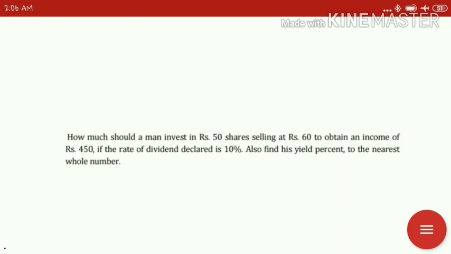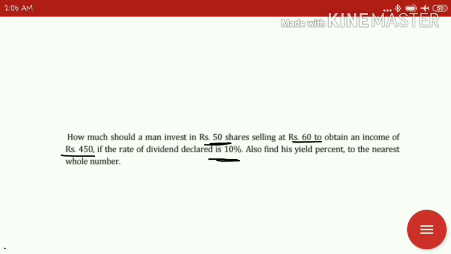That means it is asking you to find out the investment, and to calculate it the given data are: rupees 50 shares, that is the face value, selling at rupees 60, that's the market value, income rupees 450, that is the annual dividend, and the rate of dividend is declared as 10%. So to find out the investment, you need two things: number of shares and the market value.